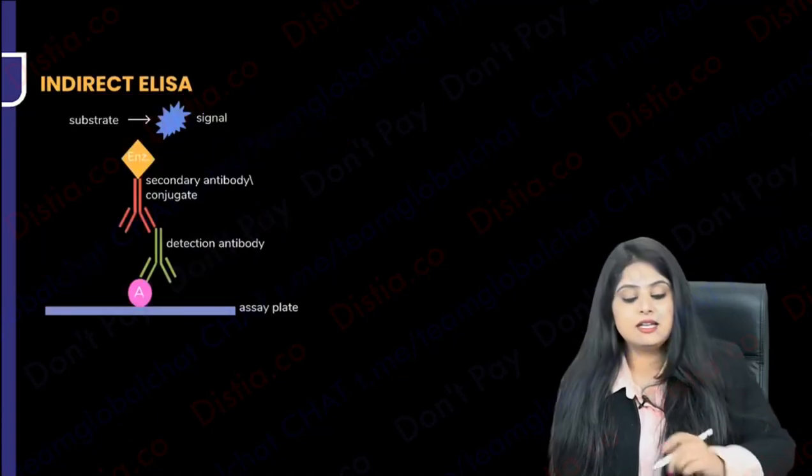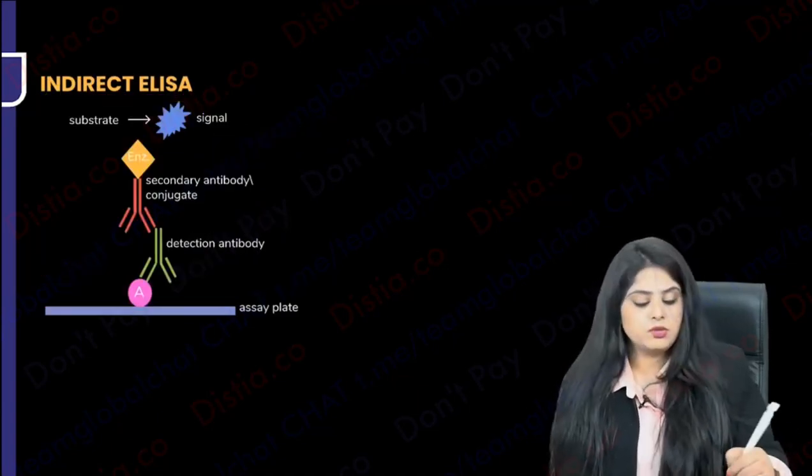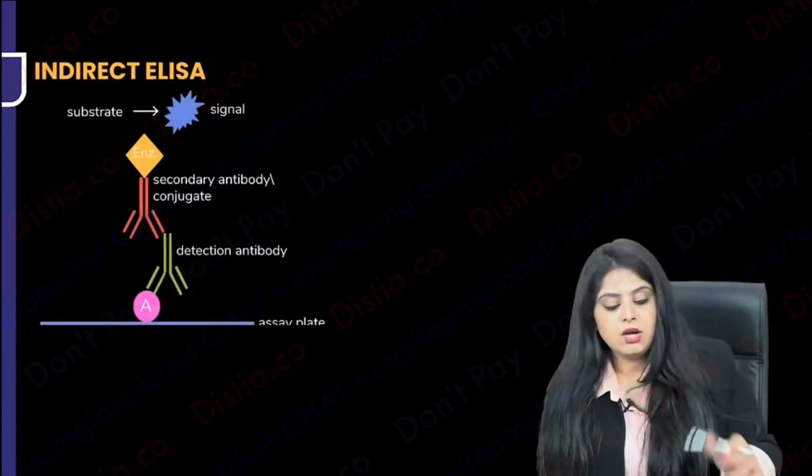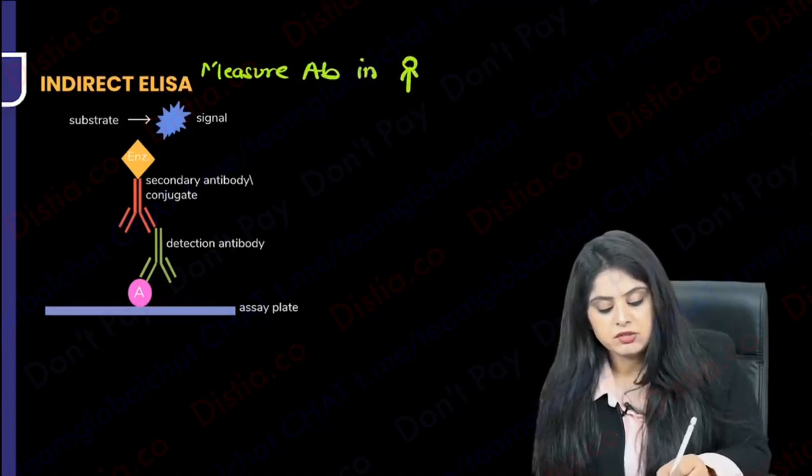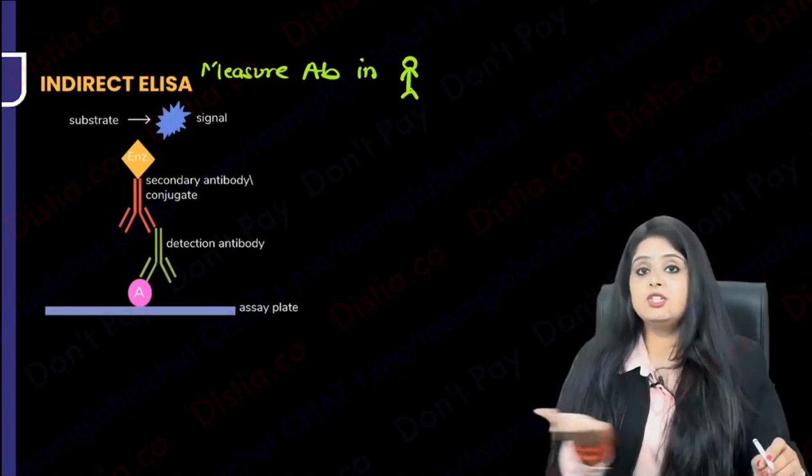But what is indirect ELISA? In indirect ELISA, what do you want to test, guys? In indirect ELISA you are going to basically measure the antibody. You are going to measure the antibody in the patient. So now you will say, ma'am, at the bottom we will have to add the antigen.